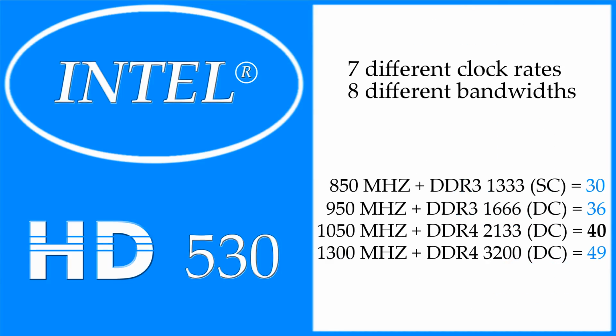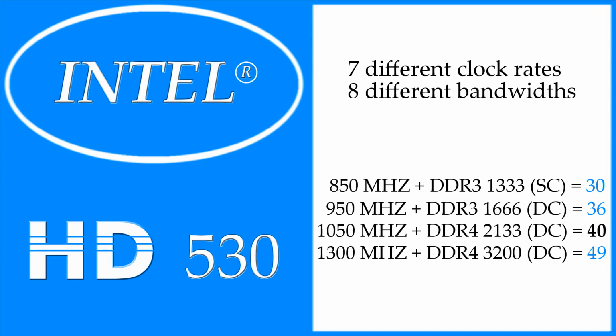On the third slide I have summarized the rule again and prepared a few examples. As we see, we have 7 different clock options and 8 different memory speeds for the same GPU, HD 515, HD 530, HD 520 and HDP 530. The example with the 1050 MHz and DDR4 2133 represents my test system with 40 FPS.